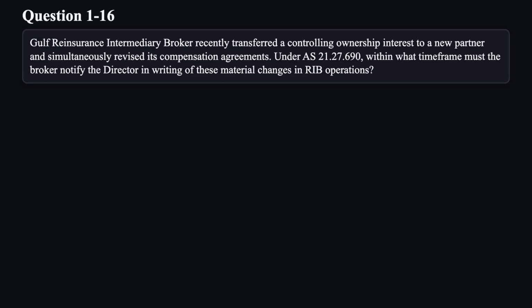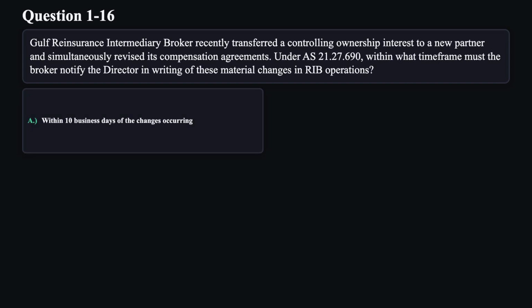Question 16. Gulf Reinsurance Intermediary Broker recently transferred a controlling ownership interest to a new partner and simultaneously revised its compensation agreements. Under AS 21.27, within what time frame must the broker notify the director in writing of these material changes in RIB operations?